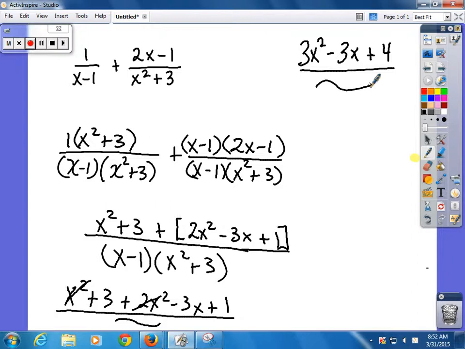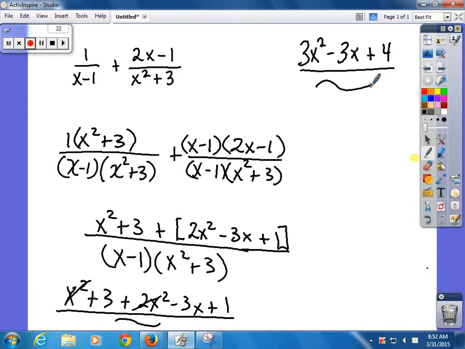Huh? I'm sorry. Where did you get the x cubed? Oh, well, I hadn't done the bottom yet. You don't want to do the bottom because you might be able to factor this and cancel something out. So I'm going to leave it alone. I'm going to just wait a minute.